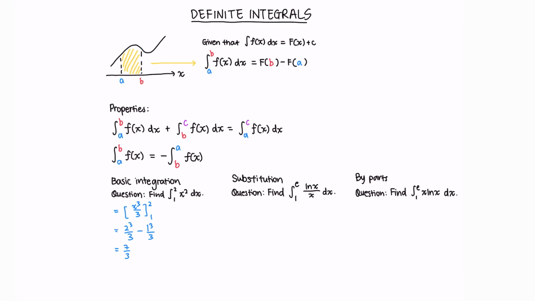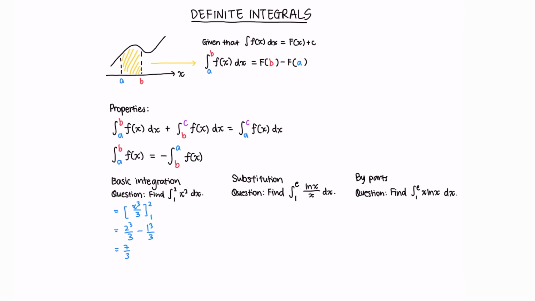Now before we go on to the rest of the questions, let's look at some properties of definite integrals. Now if you look here, the definite integral from a to b of f(x) plus the definite integral from b to c of f(x) will just be equal to the definite integral from a to c. And why is this so? Finding this area over here, the area from a to b, and then finding this area over here, from b to c, will just be equal to the entire area from a to c.